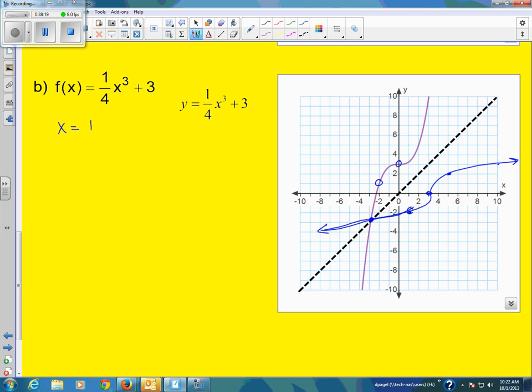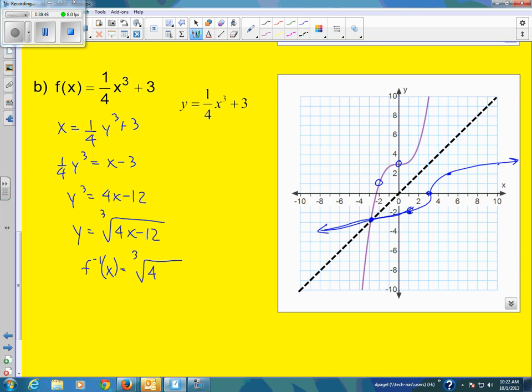Equation-wise, I have x equals 1/4 y cubed plus 3, and I get 1/4 y cubed equal to x minus 3, multiplied by 4. I get 4x minus 12 after I distribute that value, and then take that cube root. So our inverse function is the cube root of 4x minus 12. There we go. So some of them are a little trickier.